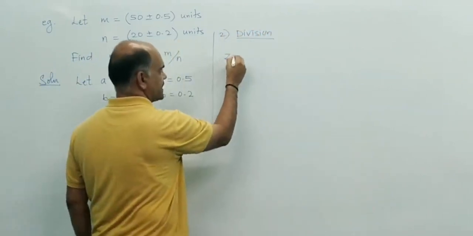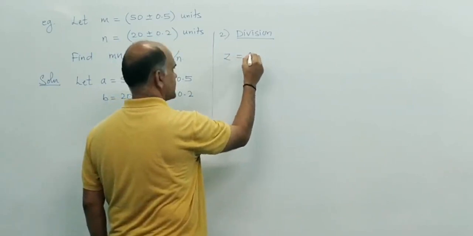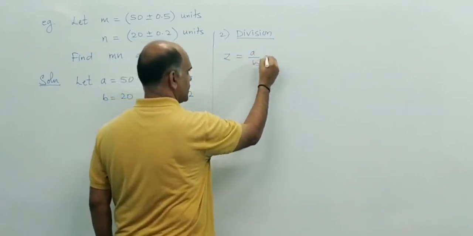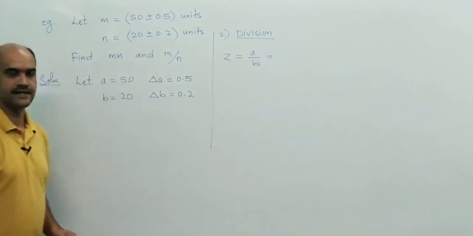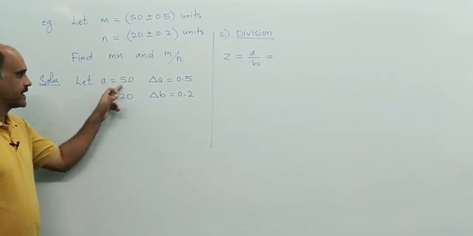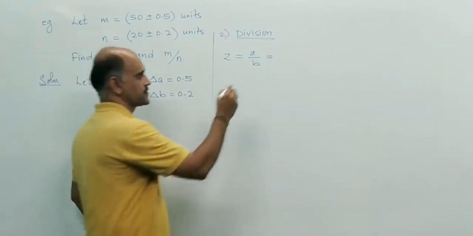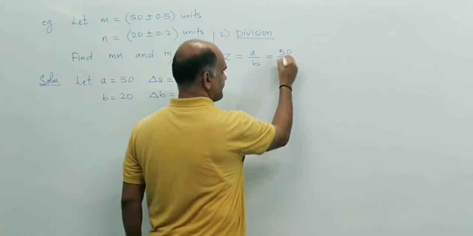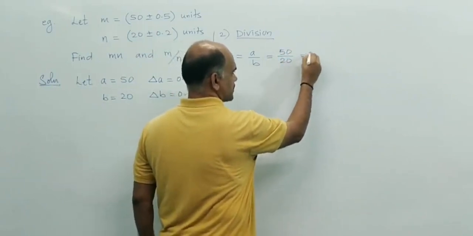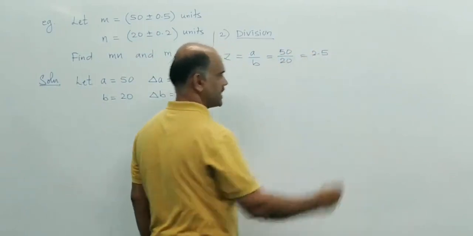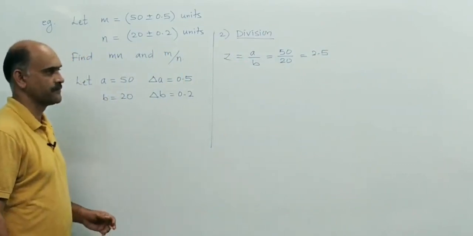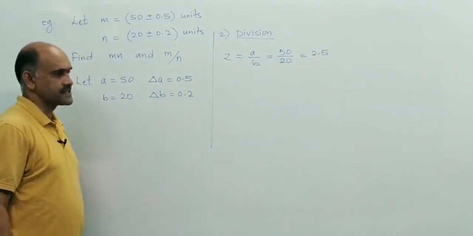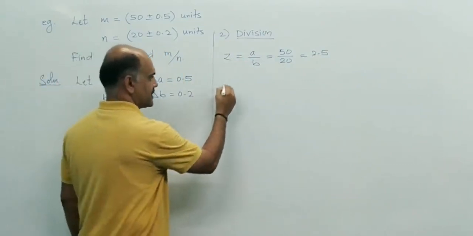So first, Z is equal to A divided by B. Z is equal to A by B. A is 50, B is 20. So 50 divided by 20, the 0 gets cancelled, you will have 2.5. Now in the second step, we will calculate the error.